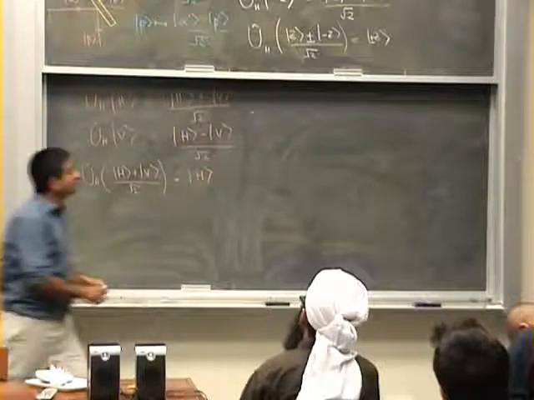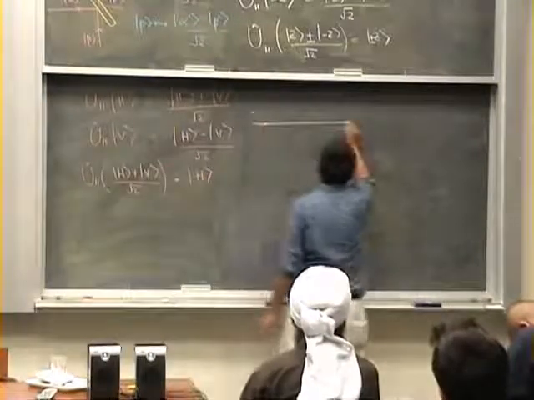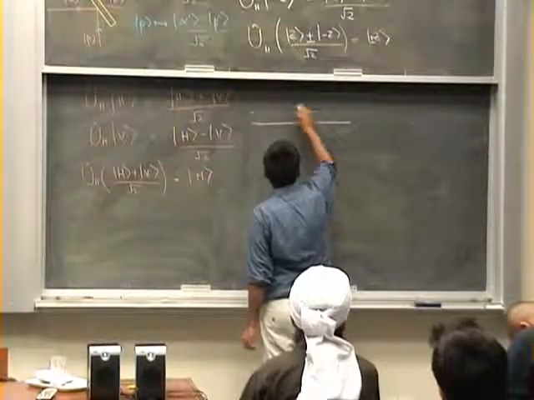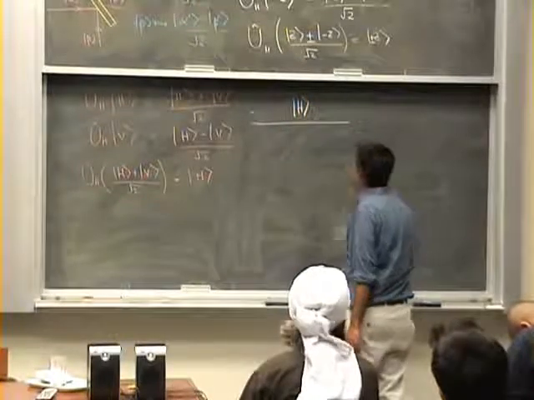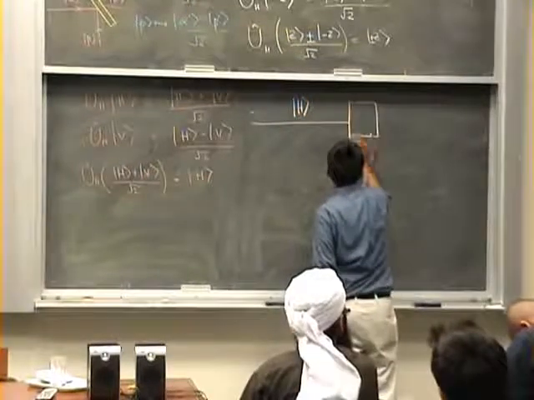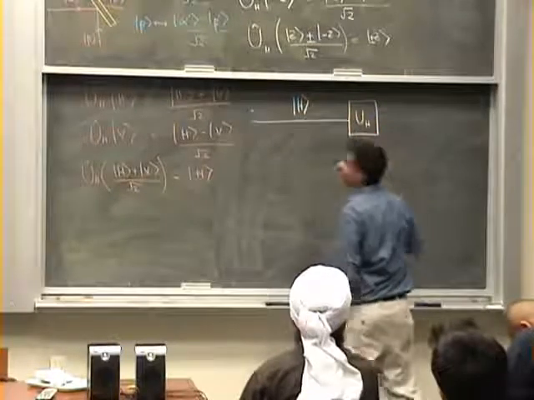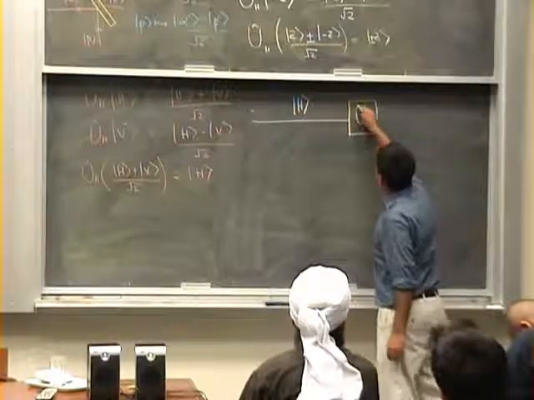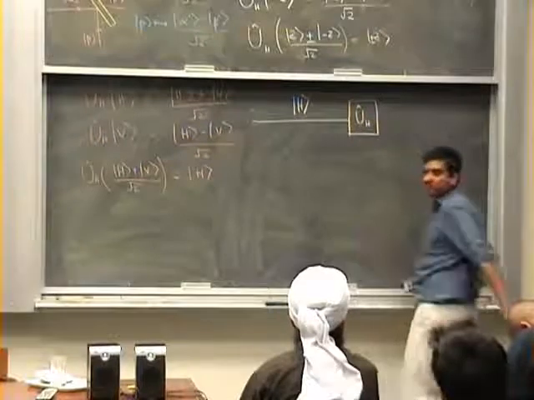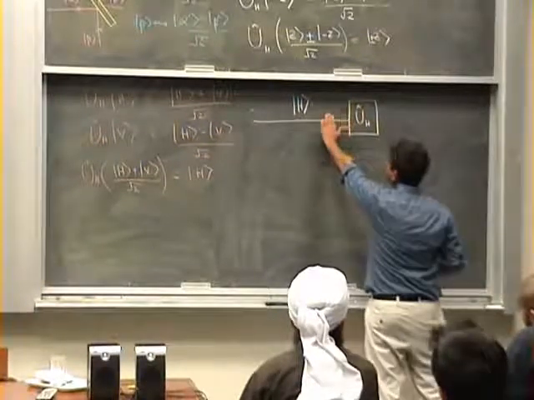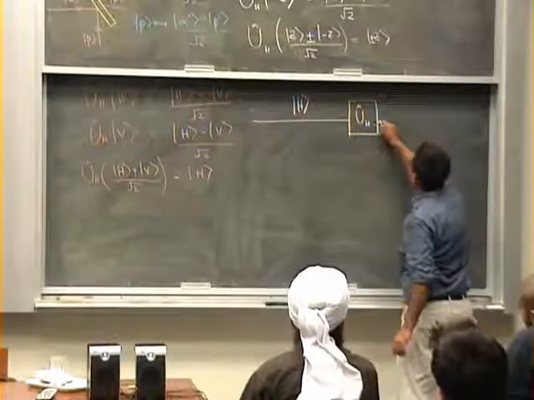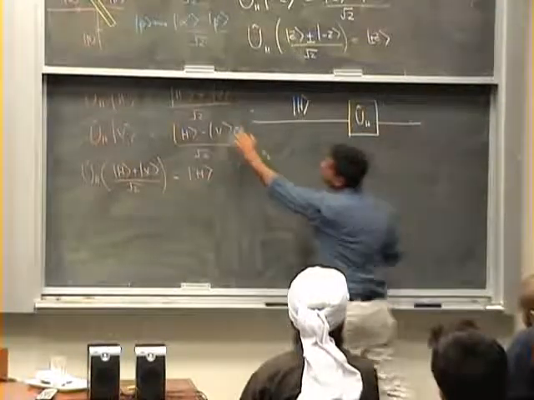This means that if I have an input state, say ket H, and I have a Hadamard gate UH, right? Now what I'm drawing is called a quantum circuit. I input this quantum state into this gate, I get a new state, which is this, right?